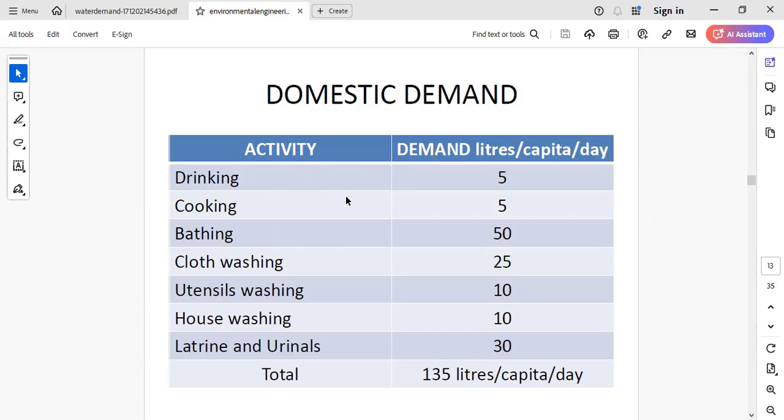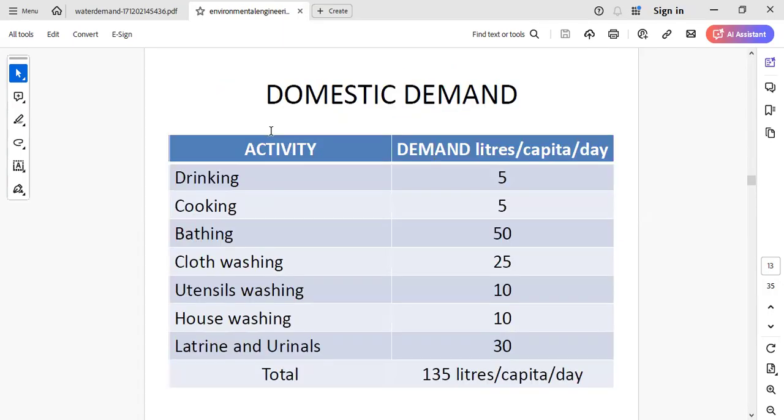So what are the purposes for which we need the water and how much quantity is required for various activities. Here you can see in this table: for drinking 5 liters per capita per day, cooking 5 liters per capita per day, bathing 50 liters per capita per day, cloth washing 25 liters per capita per day, utensil washing 10 liters per capita per day, house washing 10 liters per capita per day, and latrine and urinals 30 liters per capita per day. Totally 135 liters per capita per day.